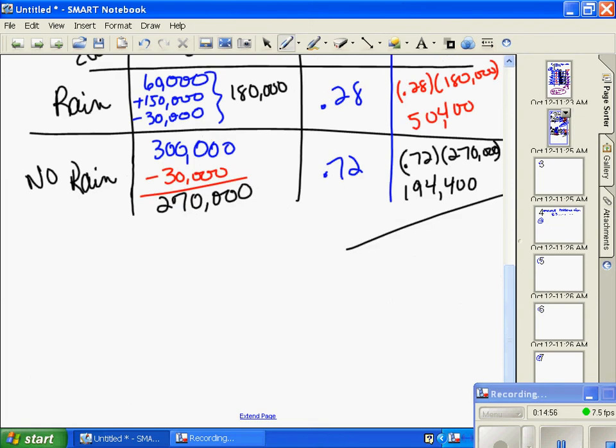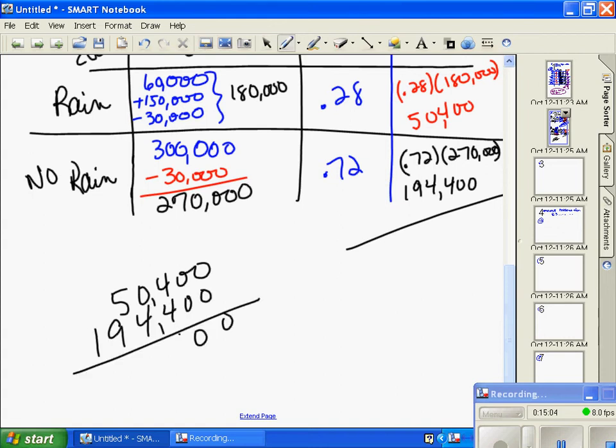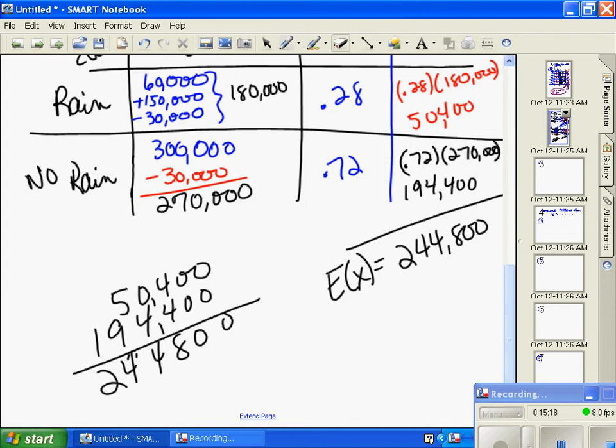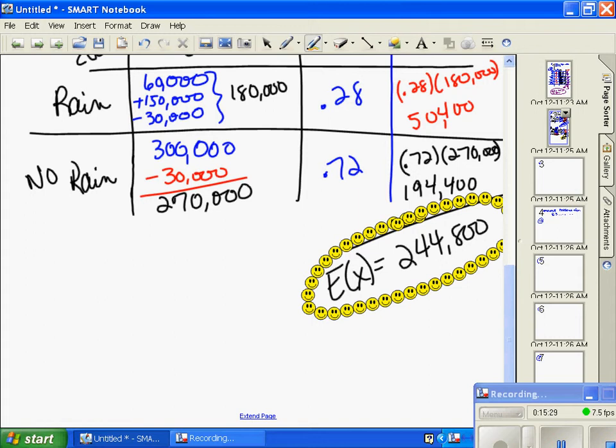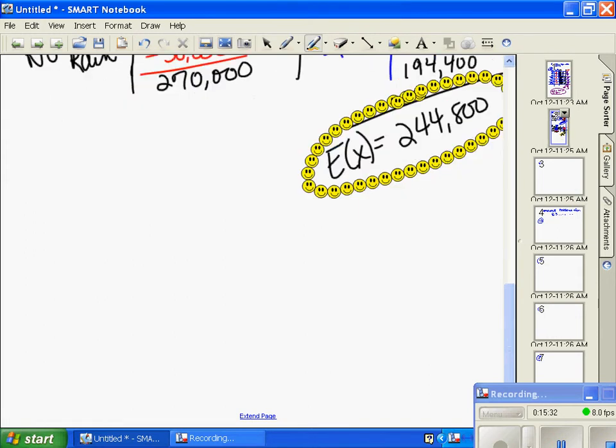So my expected value is to add those two together, 50,400 to 194,400. Oops. So I get my expected value to be 244,800. Okay, so let's make this stand out a little bit. There's my expected value.